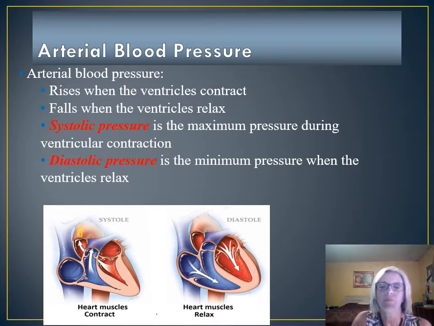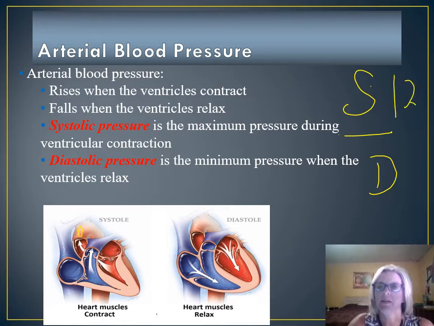So when you get a blood pressure reading, systolic is what is on the top and diastolic is on the bottom. So that would be like, ideally, 120/80.